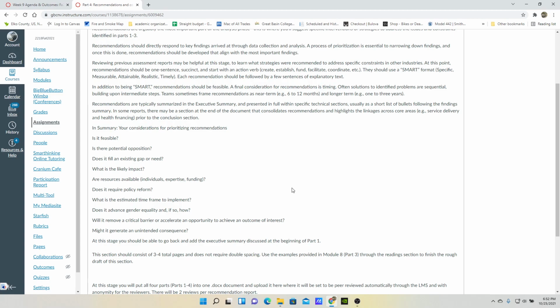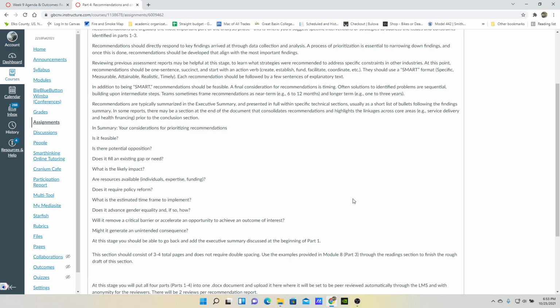If that's relevant to your solution, i.e., you're trying to hire someone for a specific position to fix a problem within your company, the question you're going to have to ask is whether there is gender equity involved in it. Will it remove a critical barrier or accelerate an opportunity to achieve an outcome of interest? Or will it just simply generate an unintended consequence?